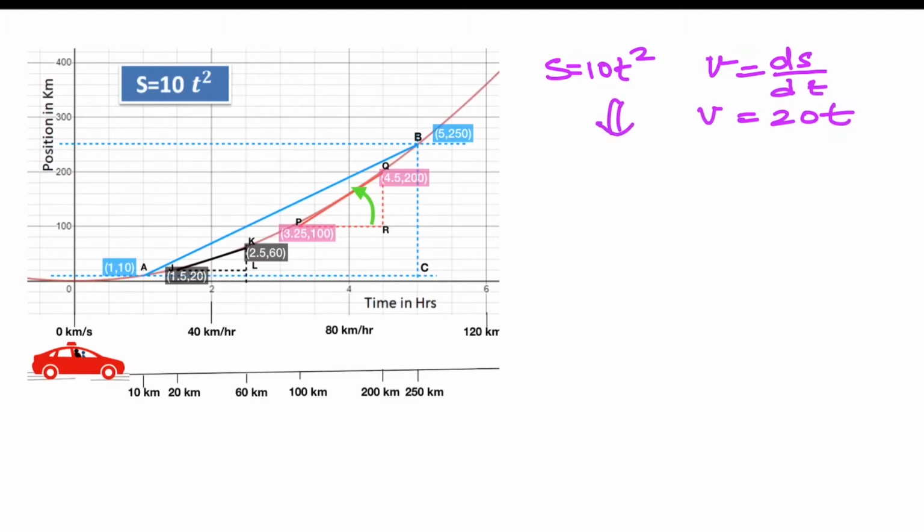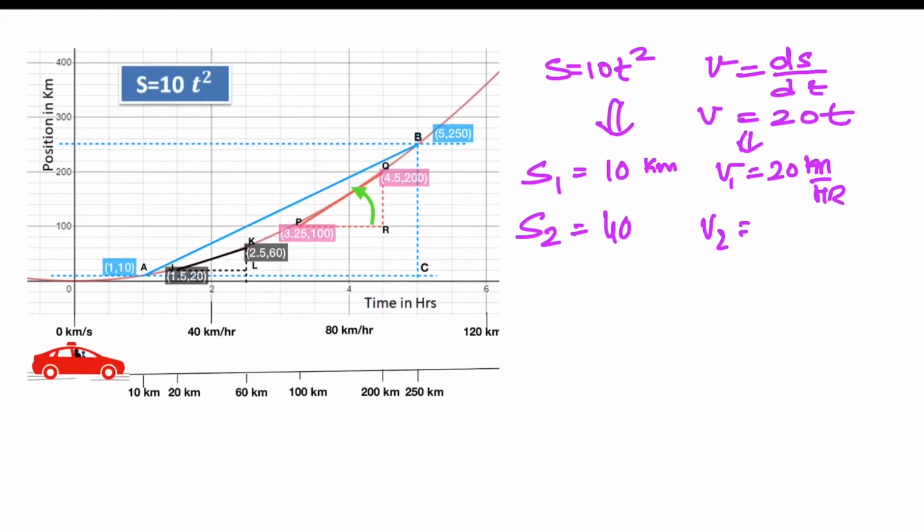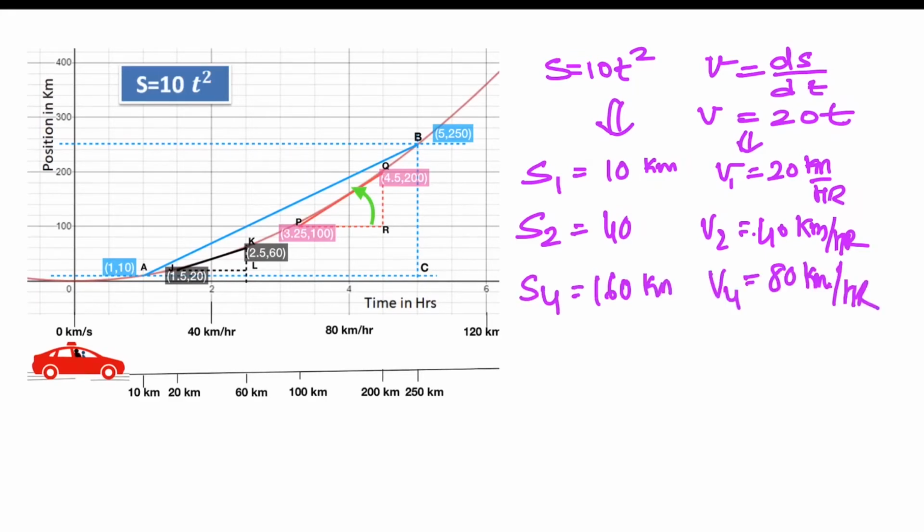Now if I put the value of time, the displacement at 1 hour will be 10 km. The velocity at time t is equal to 1 will be 20 km per hour. At the instant of time 2 hours, if I put the value of t as 2 hours, the displacement or position will be 40 kilometers, and v at 2 hours, if I put t is equal to 2, will be 40 kilometers per hour. Similarly at 4 hours, and similarly at 6. So this is a simple way: by using derivatives, you can find the instantaneous velocity or displacement.